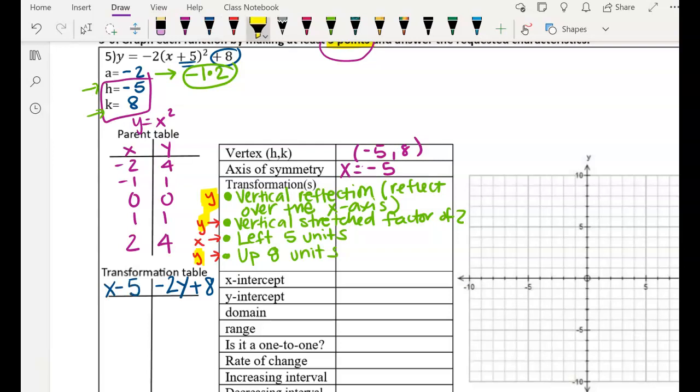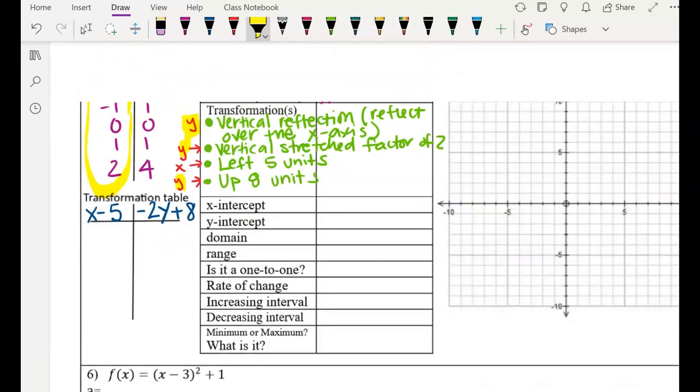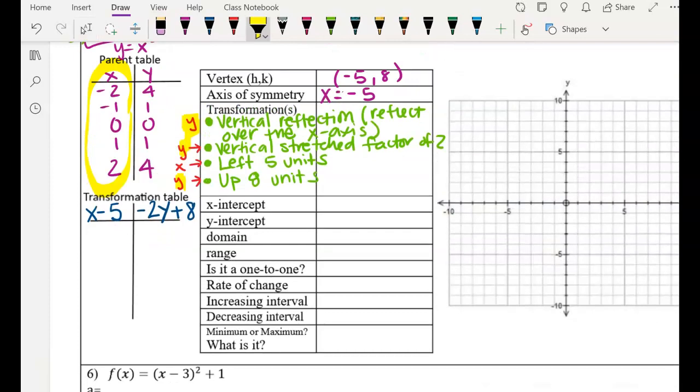So all of the x's here will now be changed in our transformation table right here. So let's move it. Ready? -2 minus 5 is now a -7. -1 minus 5 is -6. 0 minus 5 is -5. 1 minus 5 is -4. 2 minus 5 is -3. So those are the points that we will need.